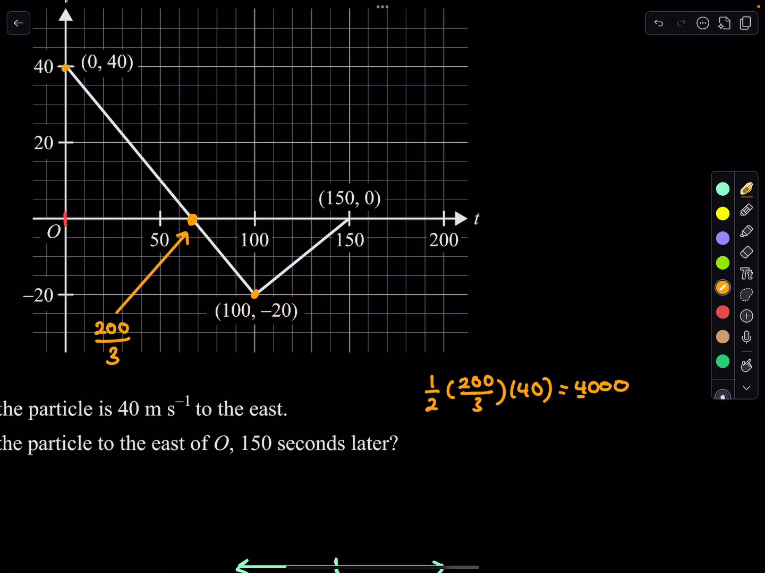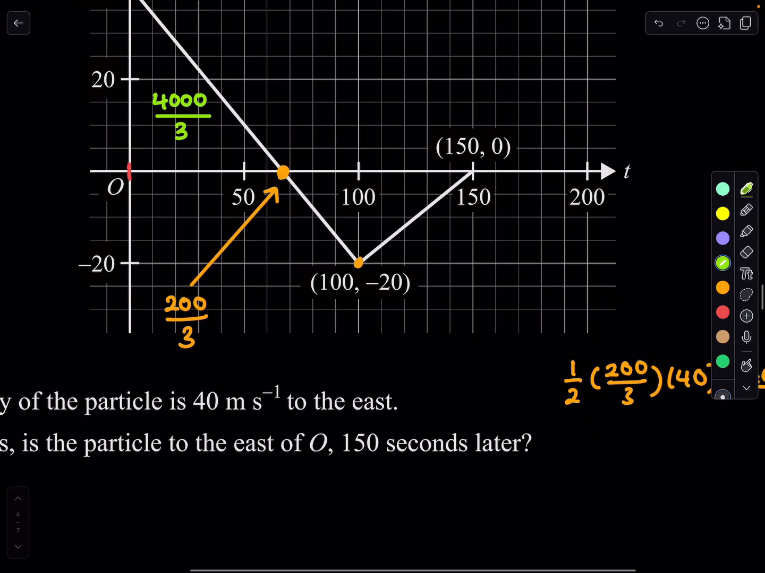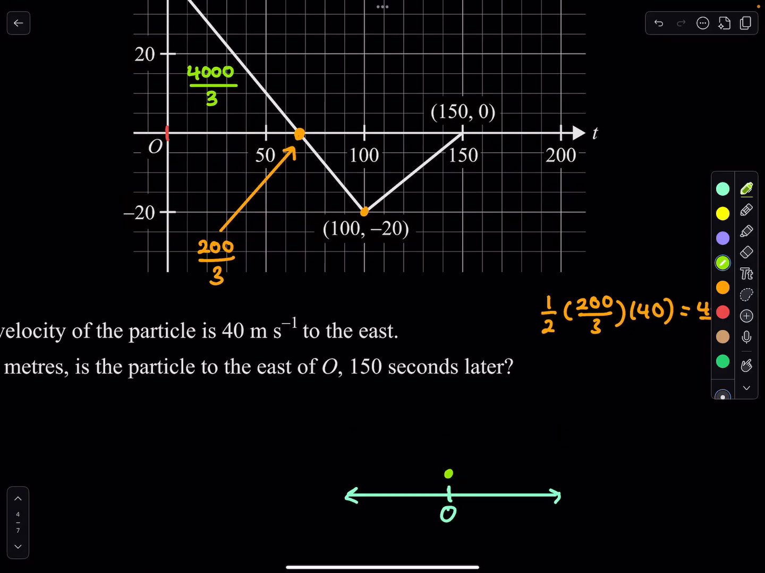4,000 over 3, and let's make sure we write that down here. So this here is 4,000 over 3. That's the area, and can you tell it's positive? It means that it started at O, and because it's a positive area, it was going to the right by 4,000 divided by 3 distance. So it went to the right.